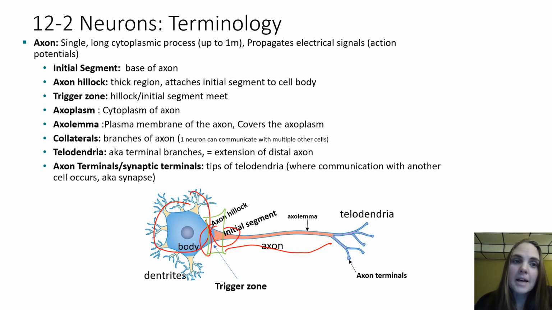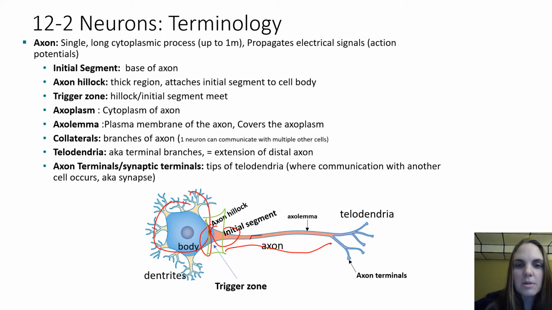The axoplasm is the cytoplasm within the axon. Remember, we've got to have a special name for everything in anatomy. So cytoplasm within the axon is axoplasm. Similarly, the plasma membrane of the axon is the axolemma.